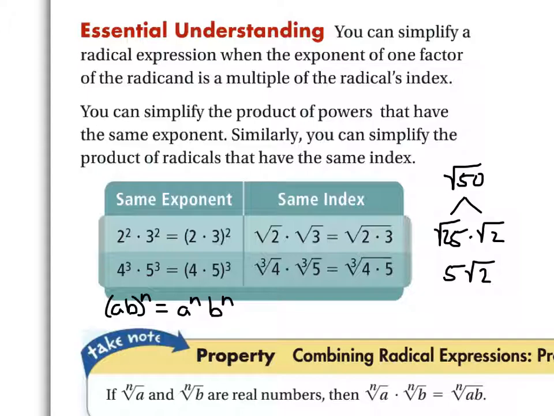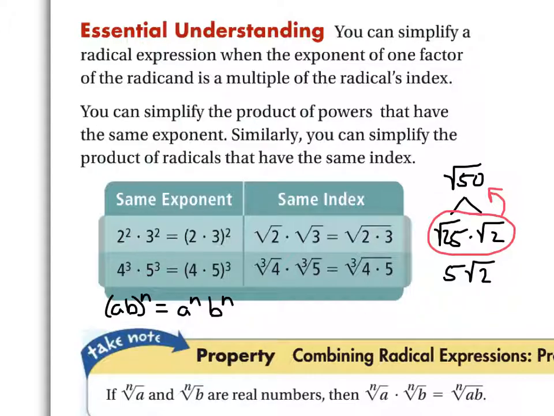Just like here where we have the same exponent, we're able to multiply the stuff inside using this rule. We can do the same thing with roots. If we have the same index, I can multiply the stuff inside. That is essentially what we did here. These have the exact same index. It's the square root of 25 times the square root of 2, and so therefore I would be able to write it as the square root of 50. Of course, that's not the way we wanted to work it. We wanted to pull it apart, but we can do that.